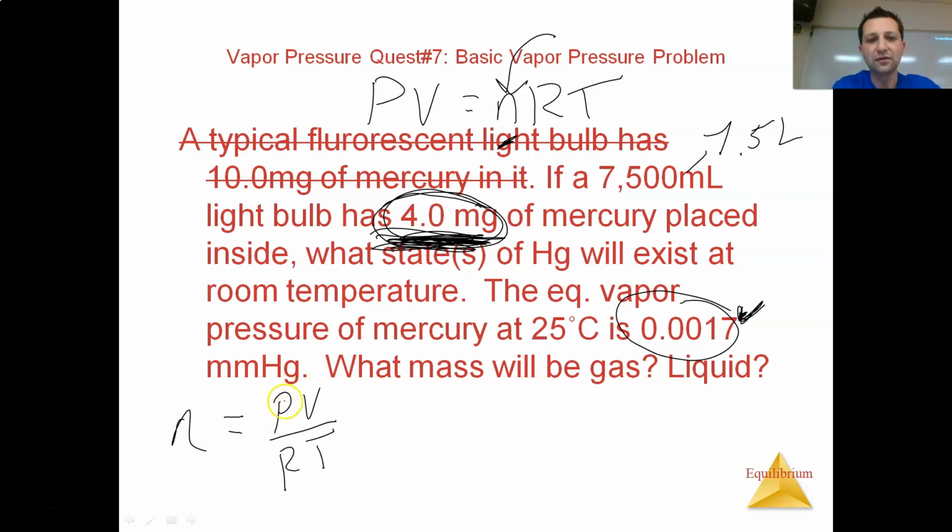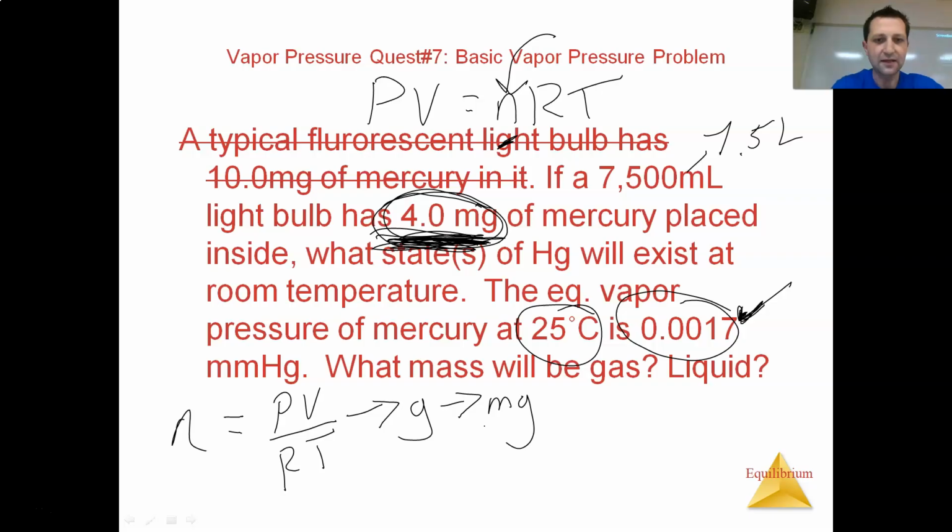You have your partial pressure that you're allowed to have. You have your volume, 7.5 liters. You have your R value from your AP equation sheet. Temperature, 25 Celsius, convert to Kelvin. Solve for moles of mercury, then convert that into grams and convert that into milligrams. We'll see what we end up with. Give that a try, then we'll go from there.